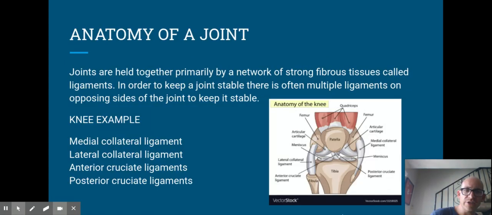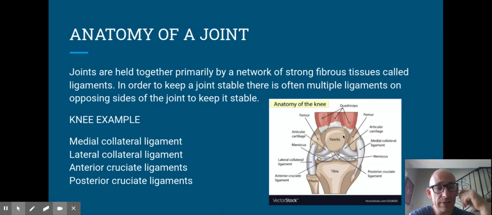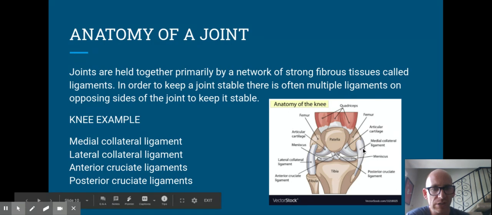Now let's look at what's actually going on inside of a joint. I use the knee as an example here because this is probably the one we might be most familiar with in terms of the names of the ligaments and structures. The first thing that holds a joint together is going to be ligaments. Ligaments are strong, fibrous tissues. They are white when you see them, and they attach from bone to bone. So in this diagram, you can see 3 of the 4 ligaments in the knee.